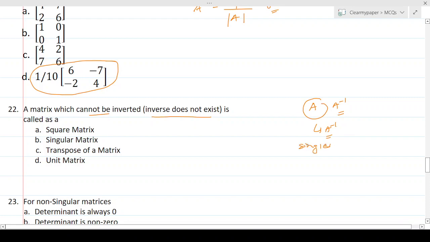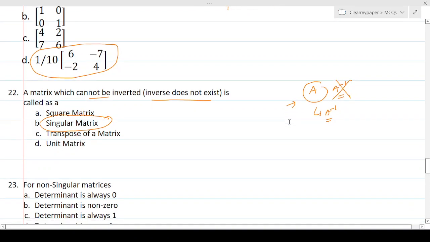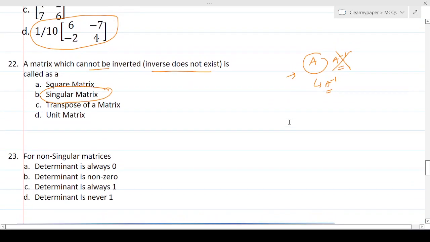Singular matrix. Okay, over here, it's a singular matrix because we're singling that out, and these matrices cannot be inverted. So A inverse does not exist for this kind of matrices, and that's what it means. And let's take the last question for the MCQ. For non-singular matrices, what happens? So that means, when you say non-singular matrices, we have a matrix A and the A inverse exists. That's what non-singular matrices are.